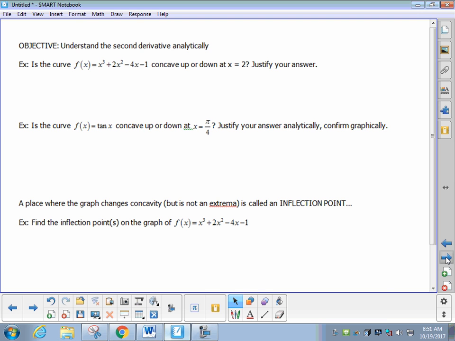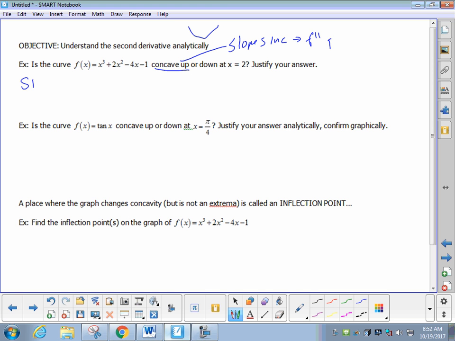The idea is you need to determine if it's concave up or concave down. What do you need? Concave up means the slopes are increasing, right? If something's concave up, then the slopes are increasing, which means the second derivative is positive. So you need the sign of the second derivative at 2?